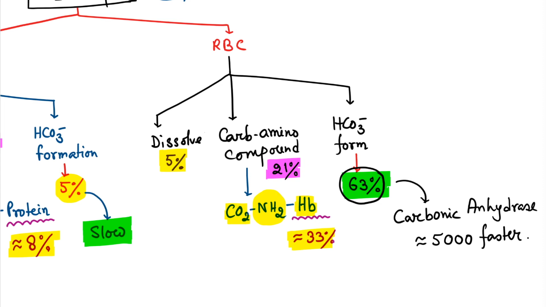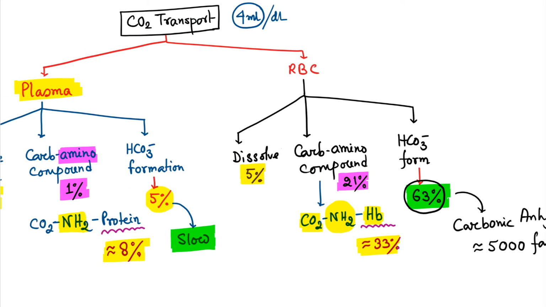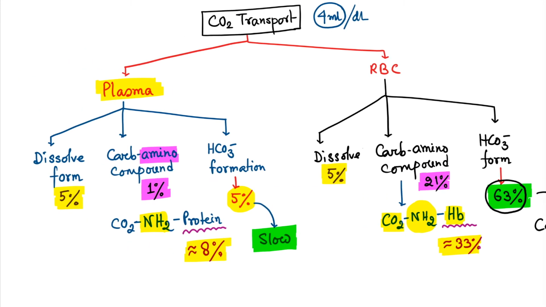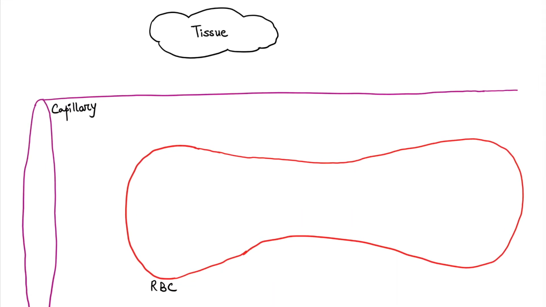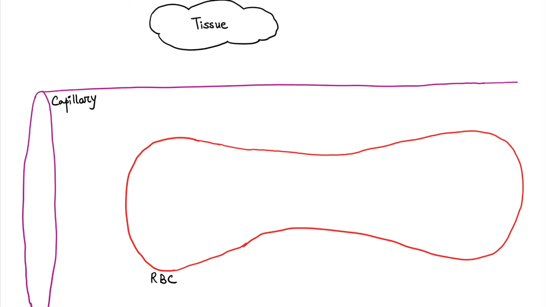Am I clear? So now if you look at the various percentages here, at the level of plasma: dissolved form, carbamino compound, and bicarbonate form. So a total of approximately 11% of carbon dioxide is transported by plasma, and on the other hand, the total amount of carbon dioxide transported by RBC is 89%. So the major fraction is by the RBC only, right? Now you look at this schematic diagram, a very simplified diagram.